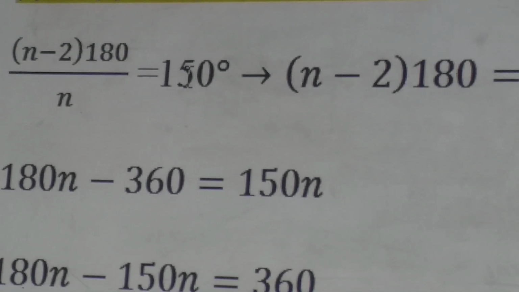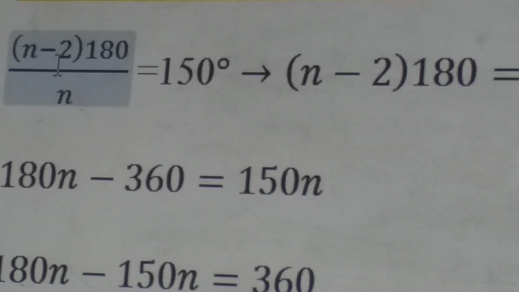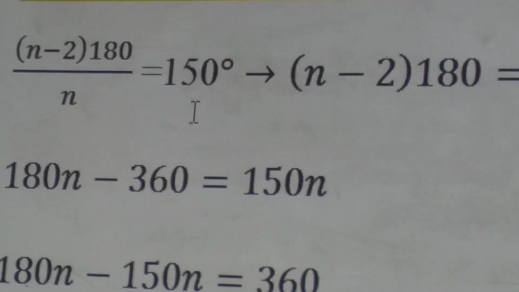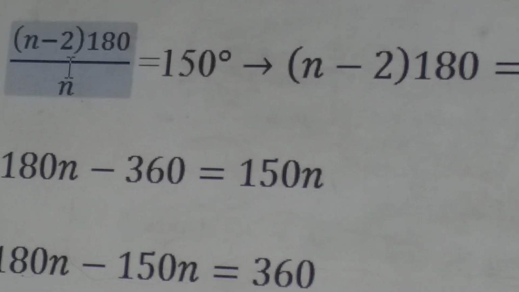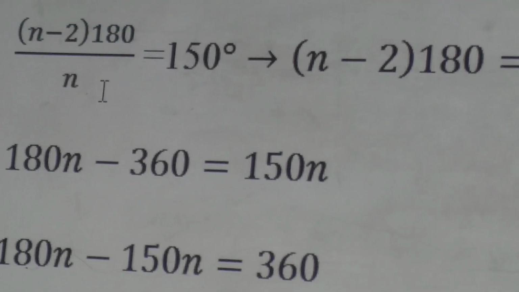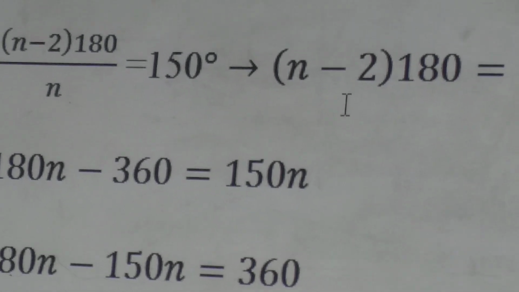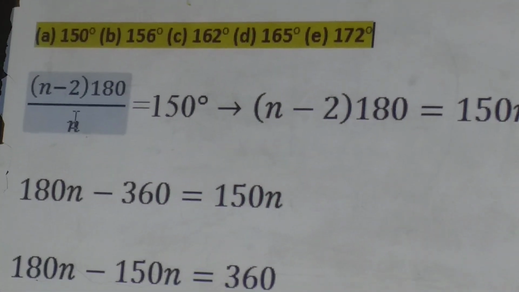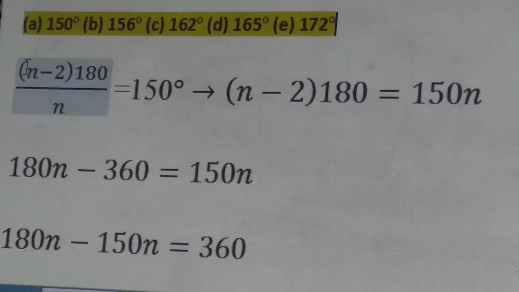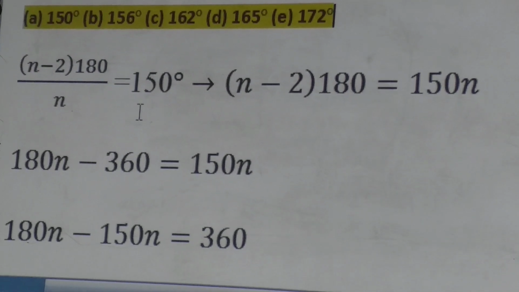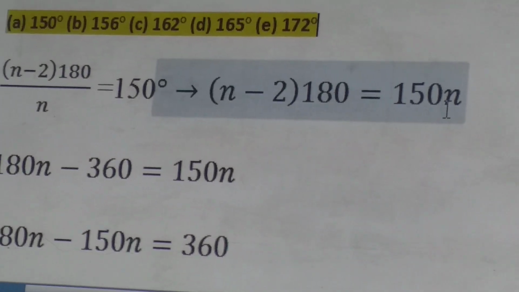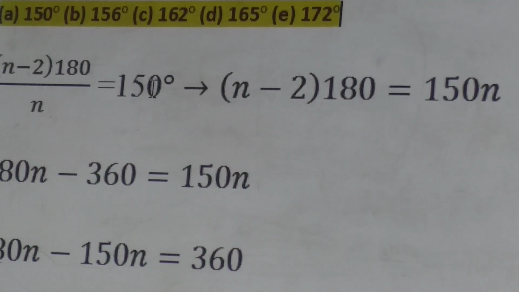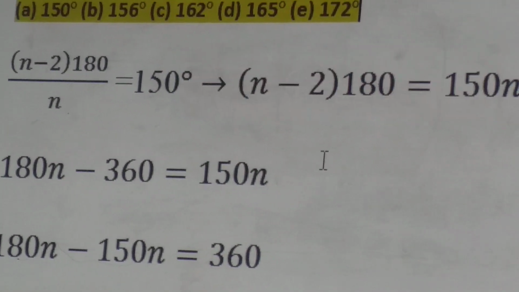But we are given it as 150, so we equate this expression to 150. It becomes an equation, and we solve for the value of n. The first step is to do away with the fraction by multiplying both sides by n, so that n and n cancel off on this side. We are left with n minus 2 in brackets times 180 equal to 150n.